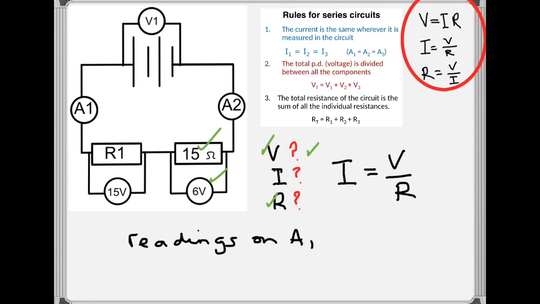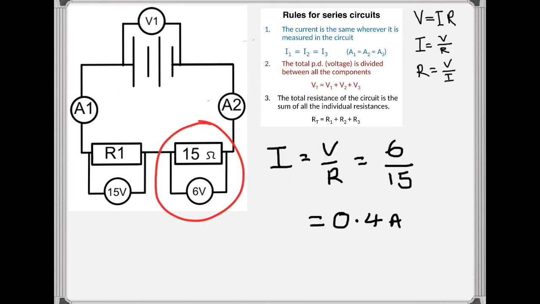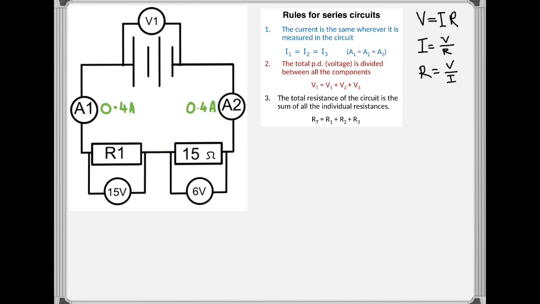But because it's a series circuit, our rule 1 says the current's the same everywhere, so it's going to give me the reading for A2. So I'll carry on and solve this. I equals V over R. That means I've got 6 over 15. So my current is 0.4 amps. So my reading on those ammeters, both A1 and A2, will be 0.4 amps. Let's pop them on the diagram.